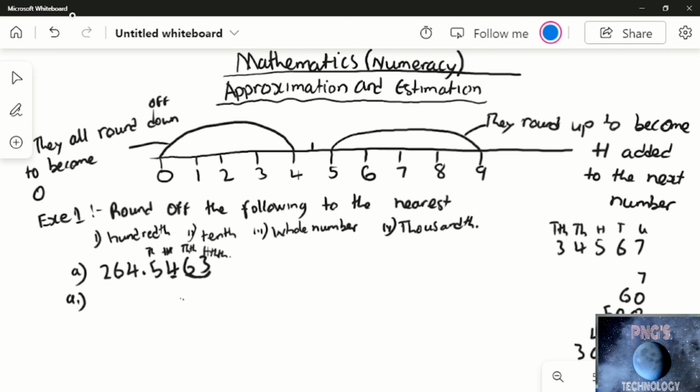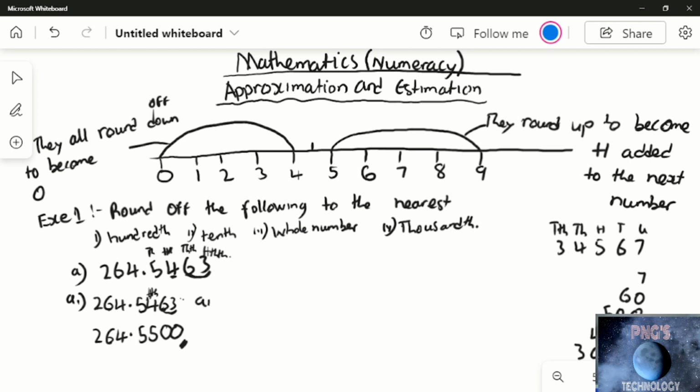Okay, let's write it here. 264.5463. So this is 100. So I'm manipulating these two values. So 3 becomes what? 0. 6 becomes plus 1 to 4. So its place is now 0. 1 plus that 4 making 5. So we drop our 5.46. So this is our answer.